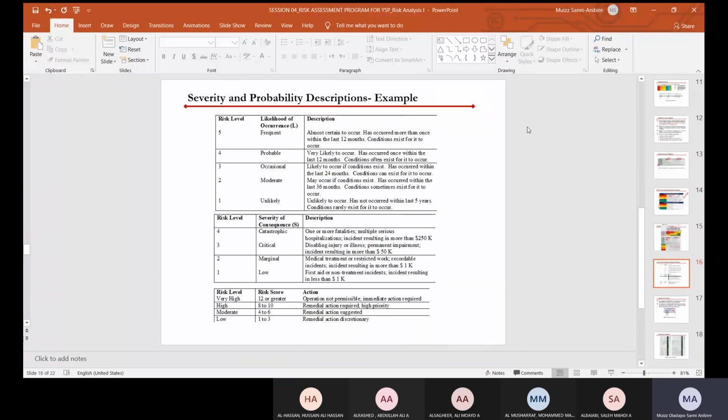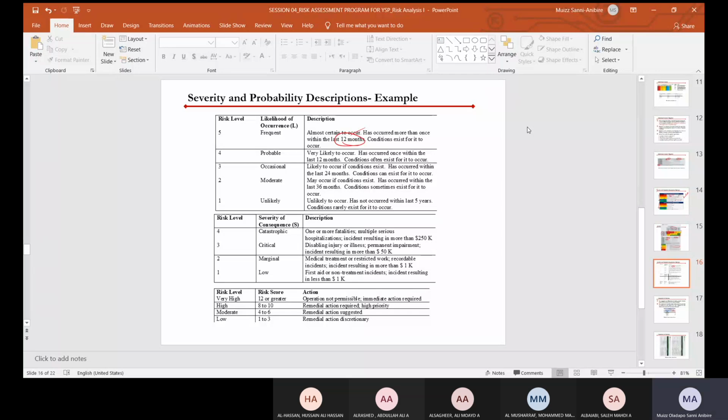Now, this is another example here. You could see here also similarly, we have a 5x4 matrix. In terms of the likelihood of occurrence, it says almost certain to occur, but here it gives some more objective definition where it says has occurred more than once within the last 12 months. So you can actually determine what you mean by almost certain to occur.